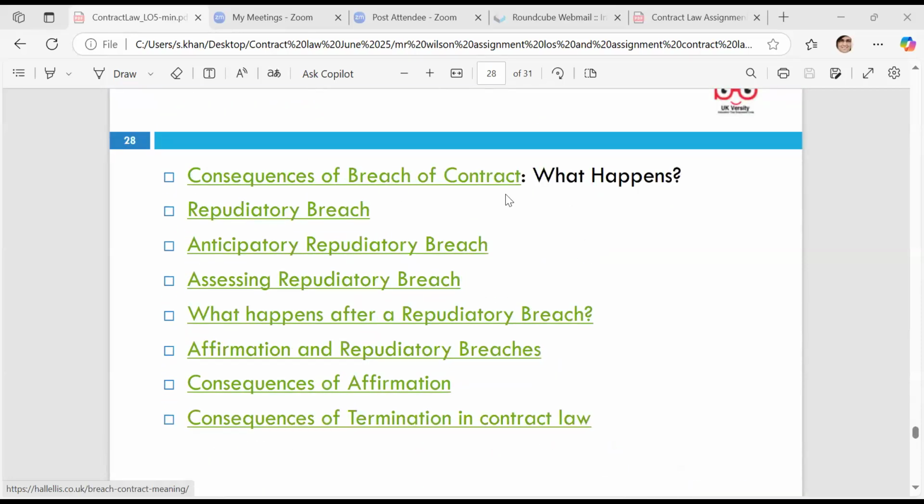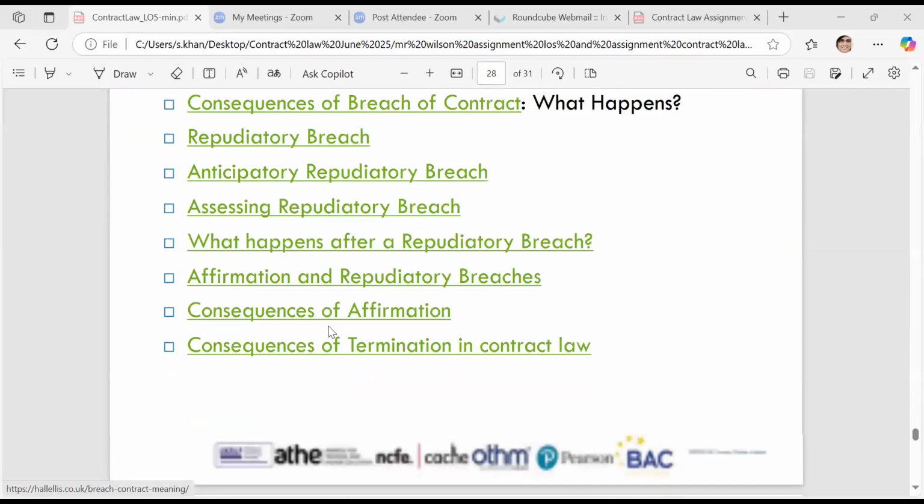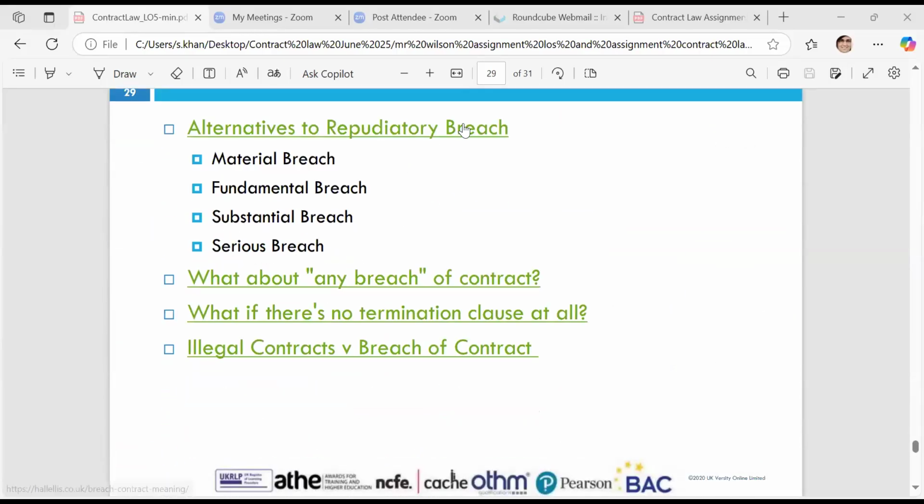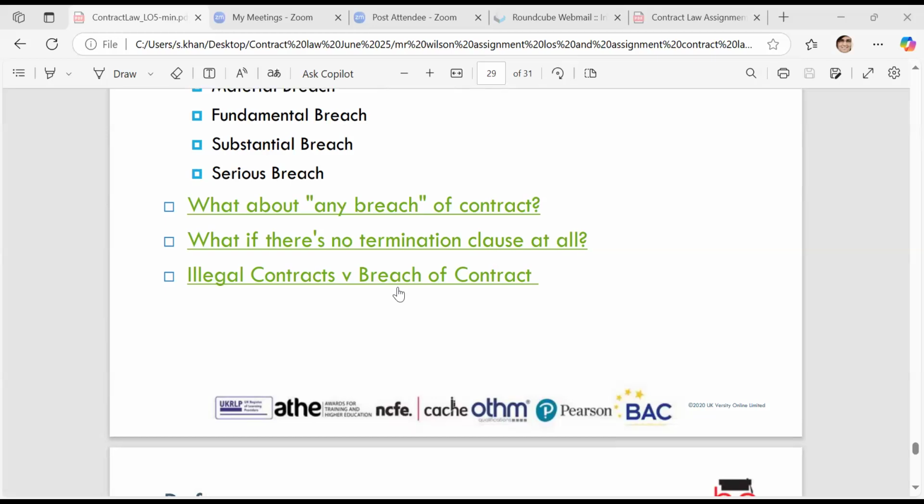So you've got consequences of breach of contract, repudiatory breach, anticipatory breach, assessing repudiatory breach, what happens after repudiatory breach, affirmation and repudiatory breach, consequences of affirmation and consequences of termination in contract law. You can also look at alternatives to repudiatory breach: material breach, fundamental breach, substantial breach, and serious breach. And what about any breach of contract? What if there's no termination clause at all, and illegal contracts versus breach of contract?